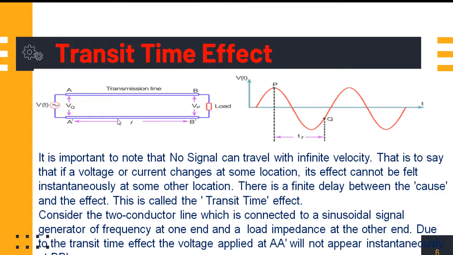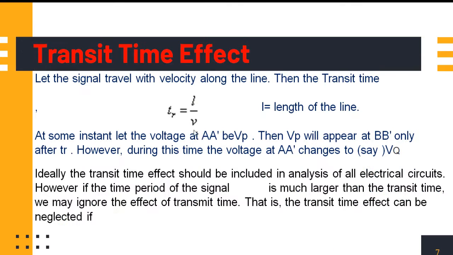Now consider the two conductor line which is connected to a sinusoidal wave. This is the sinusoidal signal generated at a frequency at one end, and this is the other end, that is the load impedance at the other end. Due to the transit time effect, the voltage applied at A dash will not appear instantaneously at B dash.